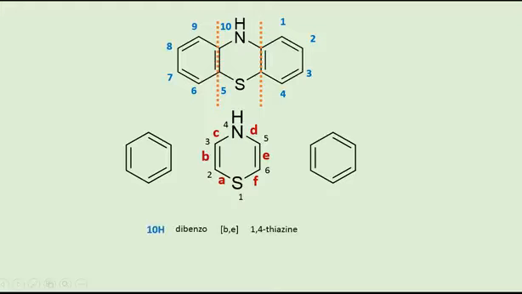We have at 10th position H is there. So that is the dibenzo, B and E, 1,4-thiazine. Okay, so this is the way how to give name to a heterocycle fused onto a carbocycle. I hope it is clear to all of you. So we'll move ahead. This is phenothiazine.